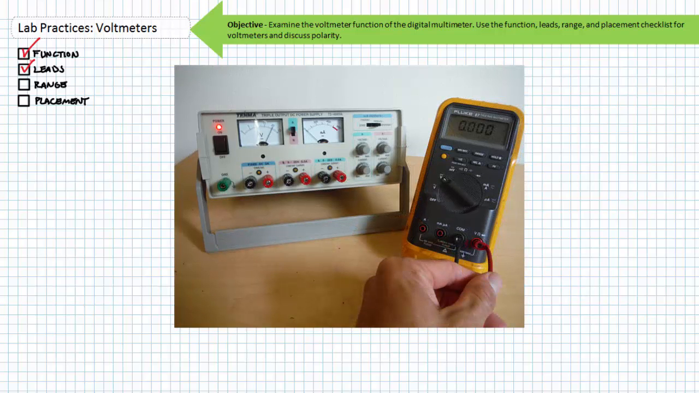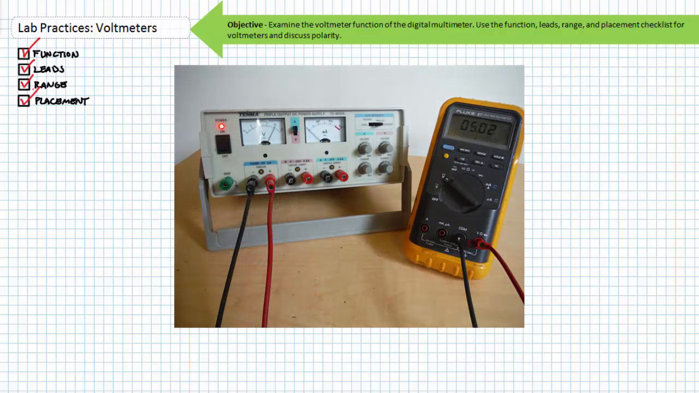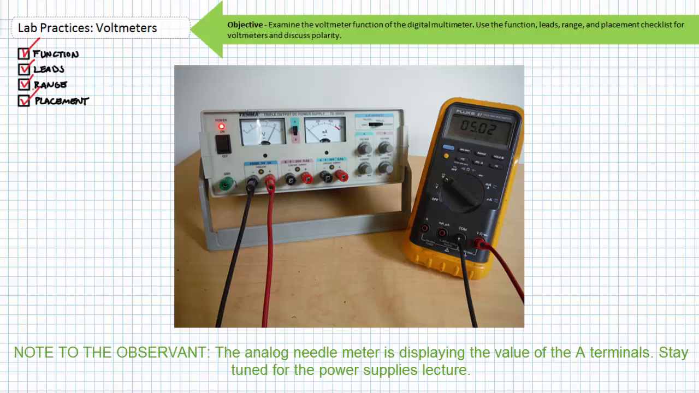Red lead into the red hole, indicated with a V, the shorthand for units of volts over it. Range. The Fluke 87 is auto-ranging, so we don't need to worry about manually ranging it. Isn't that convenient? You can force it out of auto-range mode if you want to, but we'll keep it as is. Placement. Now all I've got to do is place our voltmeter leads across our terminals of interest.